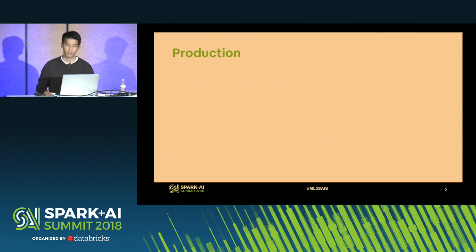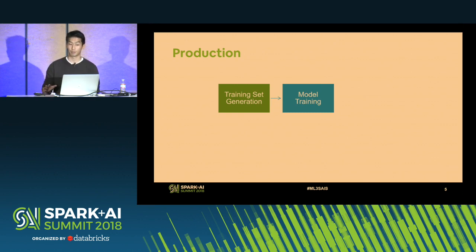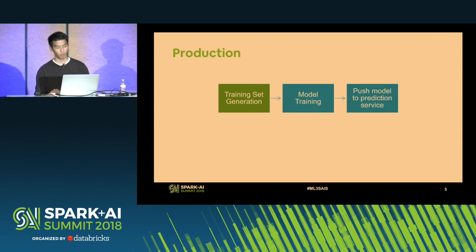So going into production, you have your training set generation. This is the training set that's been generated by Zipline. And then it goes into model training. This is kind of a separate service that we have within Big Head, and we'll talk a little bit more about it in the next talk, which is pushing the model into the prediction service.